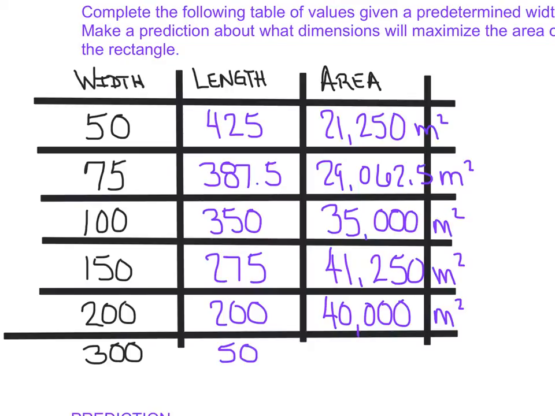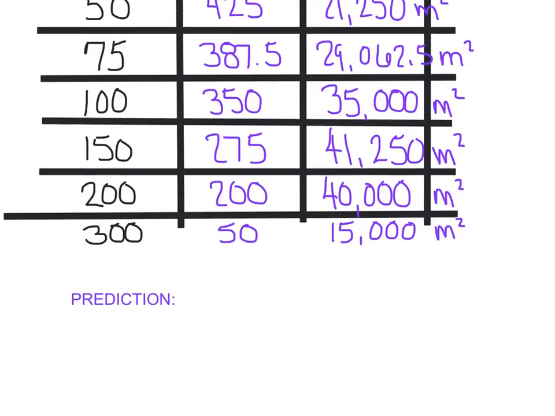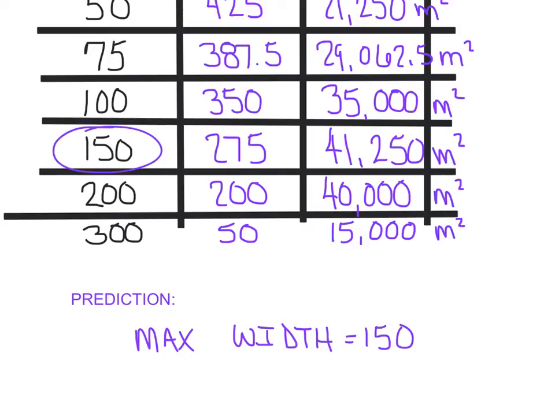Multiply those together, that's only 15,000. Wow, did the area just drop off like a rock there? So what is my prediction? My prediction in this case is that, for right now, the best I can say is that the max will occur when the width is, let's see, what was our biggest one? Our biggest one was right here. So we'll say a width of 150, and it's at least going to be in that ballpark. It's going to be really close.